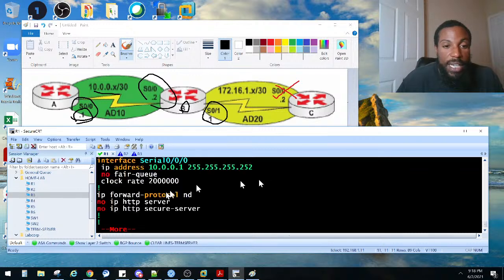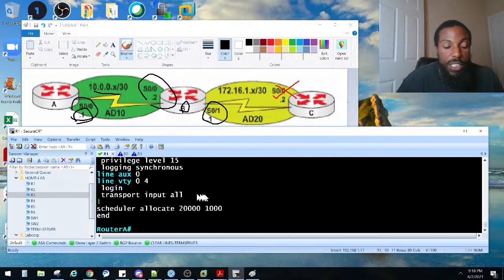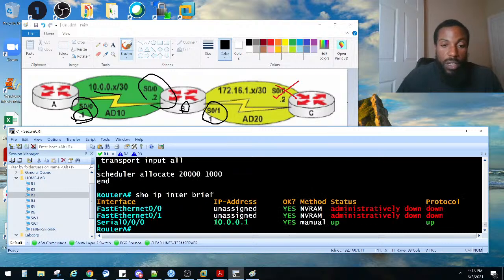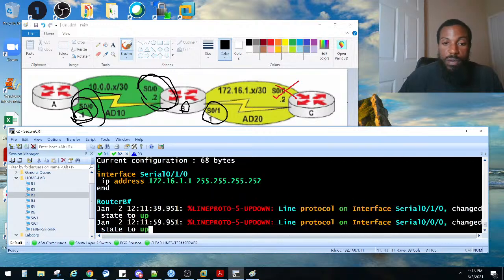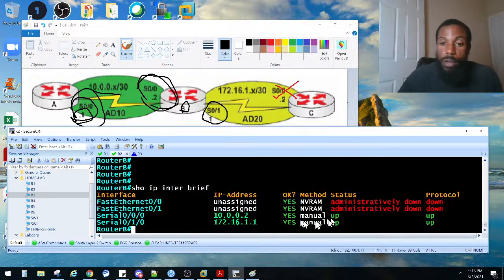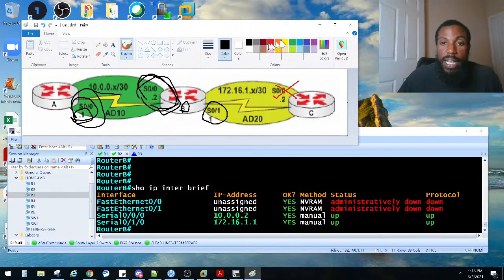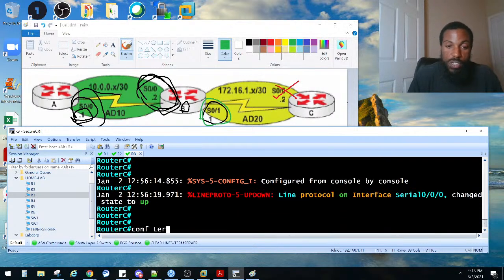Let's see. What does he got going on here? Let's see. I think that's pretty much it. Let's show IP interface brief. He's good to go. So this guy right here is good to go. We need to go to this one right here on router B. So interface serial 0/0/0, interface brief. We're gonna check both of them. They should be both up. Yes, they're both up. So this is up and this is also up. Now let's finally see if this one came up. Router 3, it is up. Router 3, show IP interface brief.